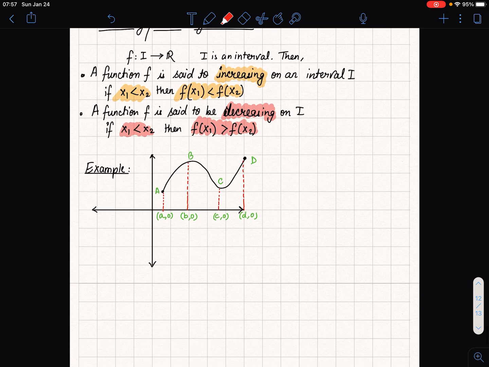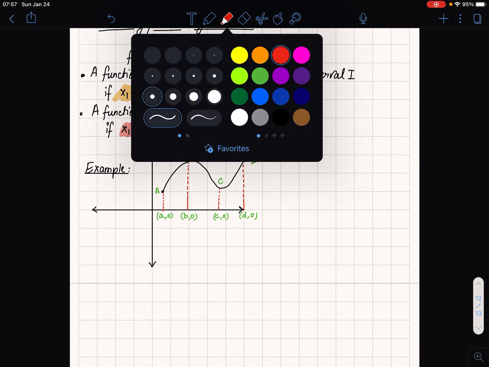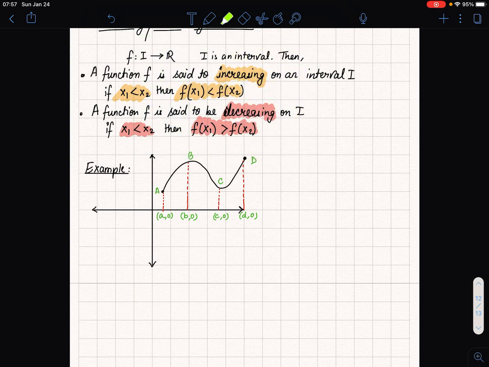Let's look at this example of this graph. Clearly from the graph, you should be able to see that the function increases from a to b and c to d, while the function clearly decreases from b to c. So we write f of x increases from a to b and c to d, while decreases from b to c.